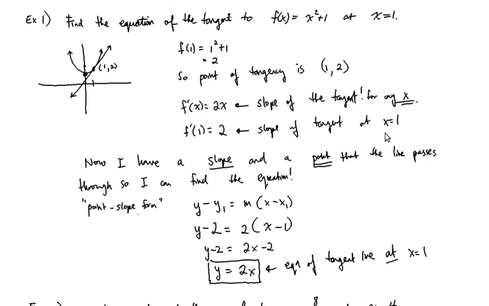Since I now have a slope of 2, so m is 2, and a point, (1, 2), I can find the equation of a line. What form do I use? I can use point-slope form. You don't have to use this form. You could use any other form, right? You could use y equals mx plus b and just use that.